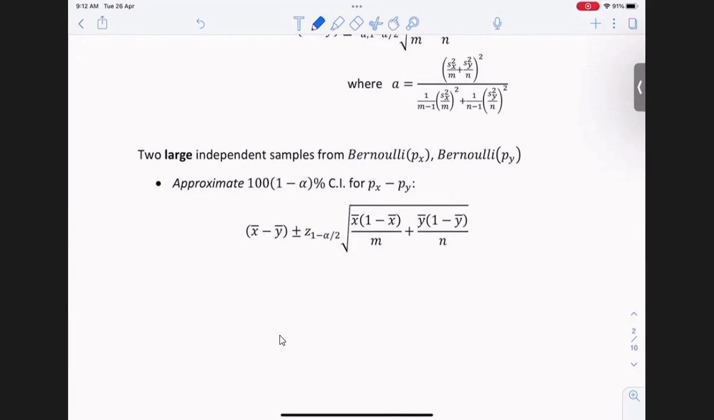Here, X bar is the sample proportion of the X sample. Y bar is the sample proportion of the Y sample. We compare these sample proportions to estimate this difference in the population proportions, plus minus a quantity which is obtained as the product of a normal quantile and the standard error of this estimate.